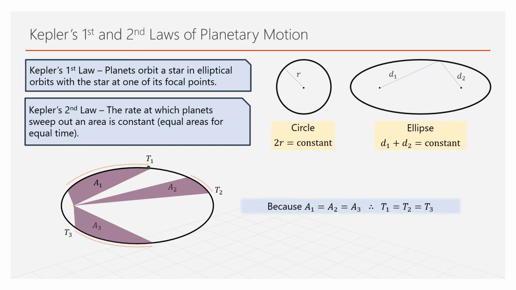And here are three segments. Each of these three segments has a different shape, but they all have the same area. Because they all have the same area, the amount of time it takes for the planet to sweep out that area will be the same. And that is Kepler's second law.